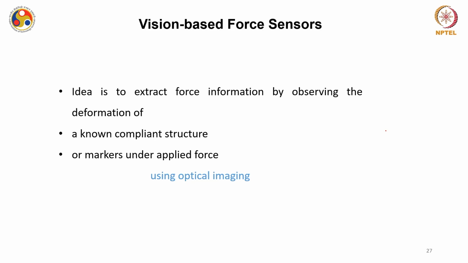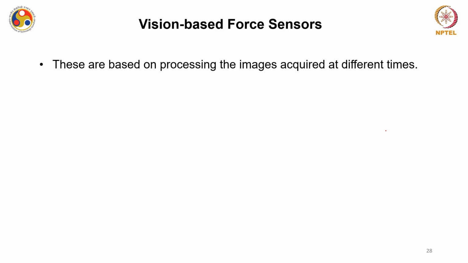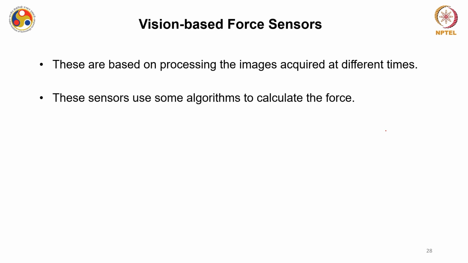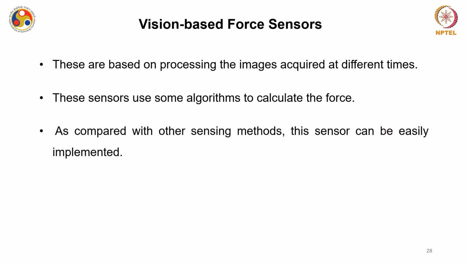In case of a vision based force sensor, the idea is to extract force information by observing the deformation of known compliant structures or markers which you have put, and which change under the applied force. This is done using optical imaging. So, these are based on processing the images acquired at different times. These sensors use some algorithms to calculate the force. What is the basis of the algorithm? We will see in a while.